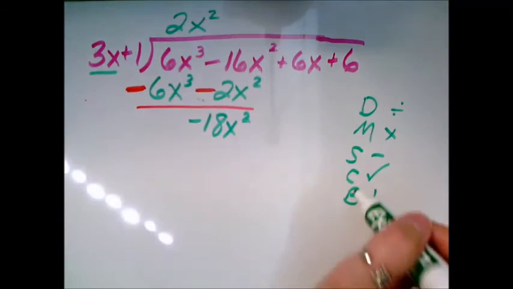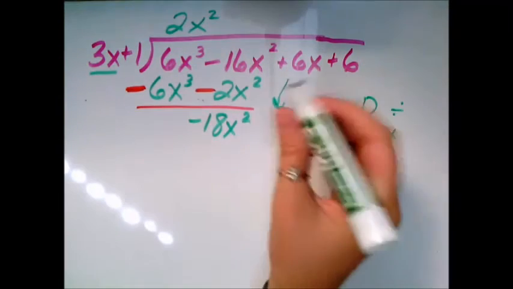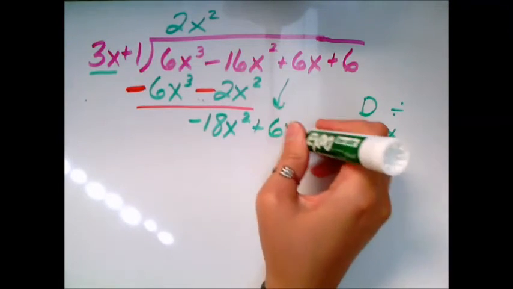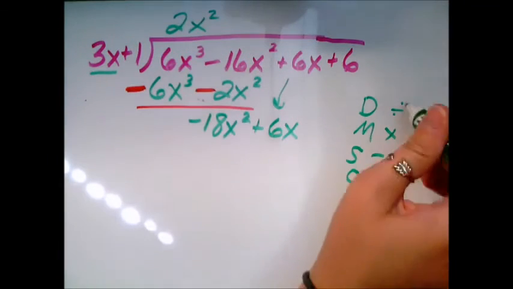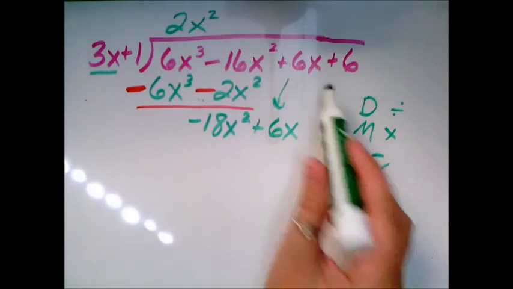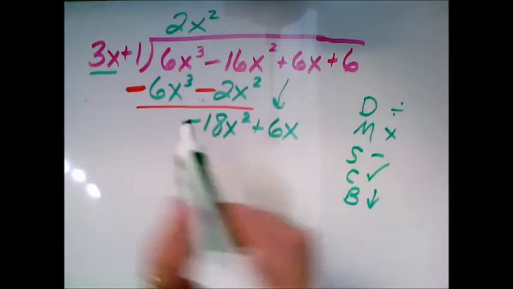So check to make sure that canceled, and now we're to bring down. So we can bring down the plus 6x. So now we're back to divide. So we just keep going until we either run out of things to bring down or it divides unevenly.